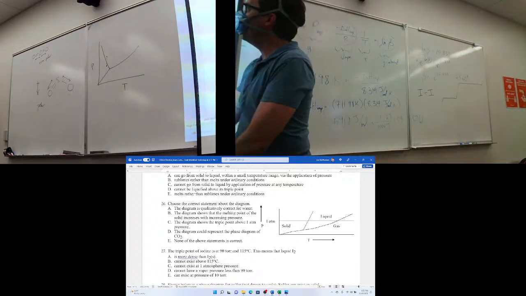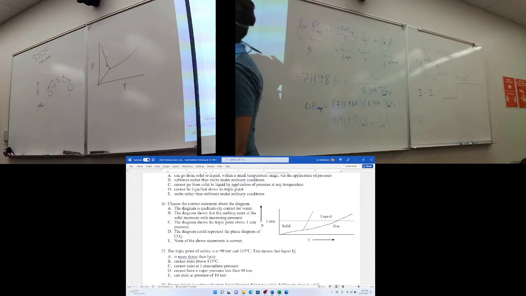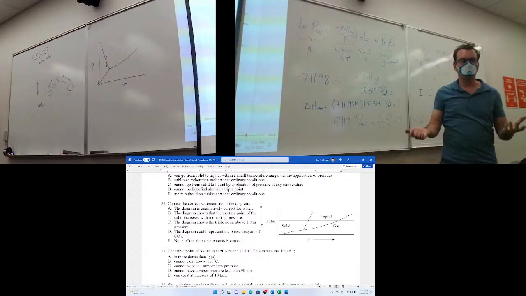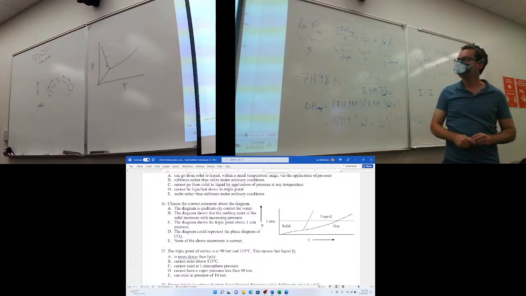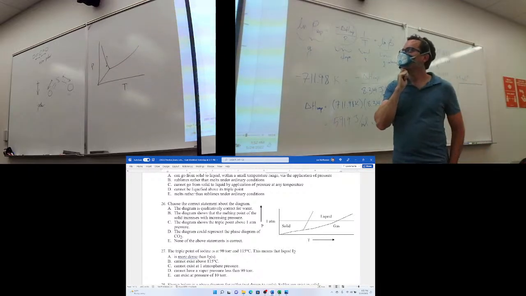The C, the diagram shows the triple point above 1 atmosphere. So there's the triple point. It is below 1 atmosphere. And D, the diagram could represent the phase diagram of CO2. It has the same shape, except for the little weird angle on the gas line.